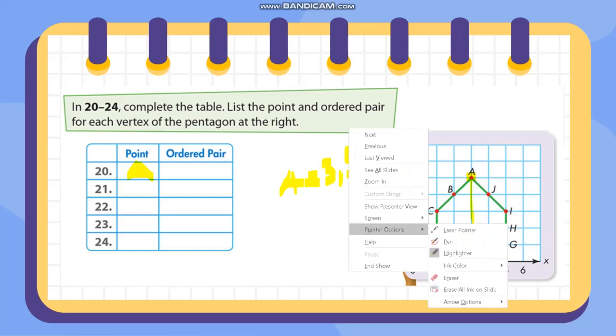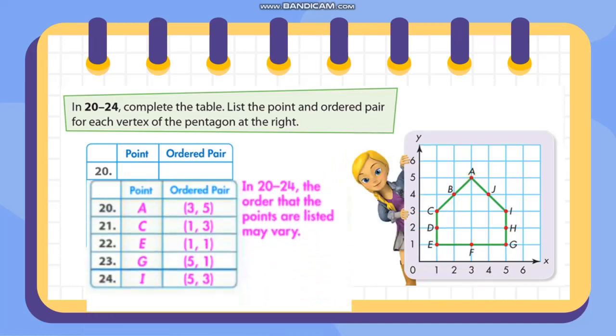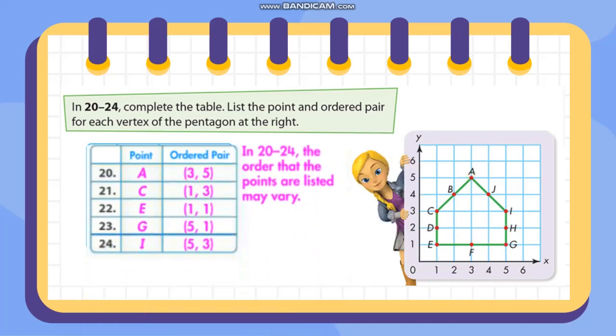So if I'm going to give another example, these are the sample answers. So A is 3 and 5. Letter C is 1 and 3. While 1 and 3, this is letter C. So from the point of origin, go to the right, because that is your x-coordinate, which is 1. Then 1, 2, 3 going up, that's why 1 and 3, in order to find out the location of point C.